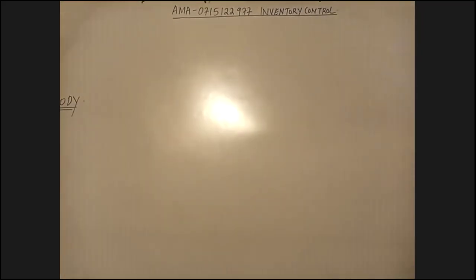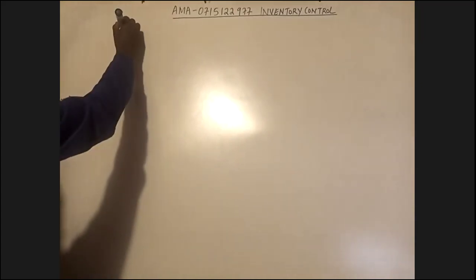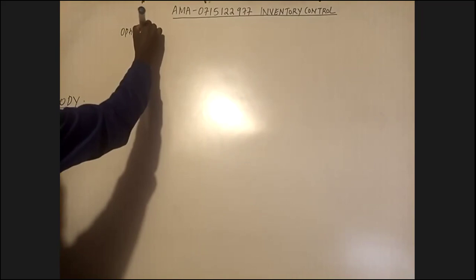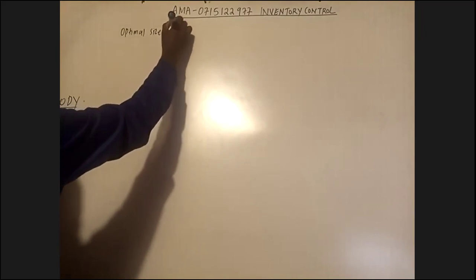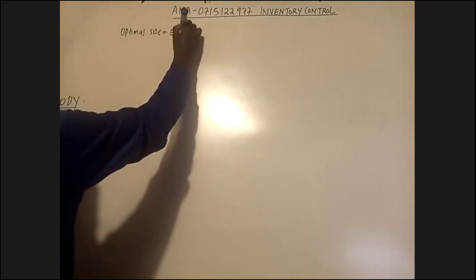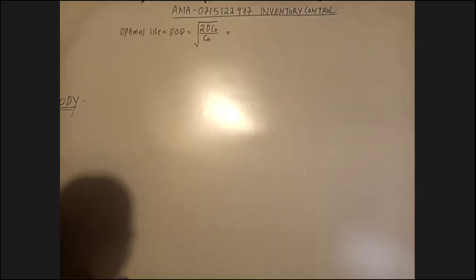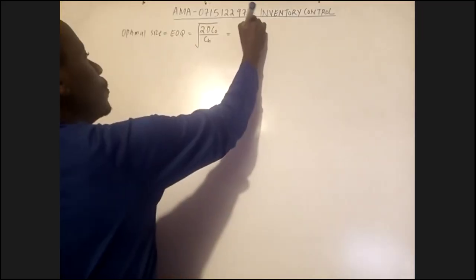Now let's do that question together. Now nimesema for you to get our EOQ, the optimal size, optimal size is equals to EOQ. Itakuwa natumia square root of 2DCO over CH. Hiyo ndio nimezoea hiyo.